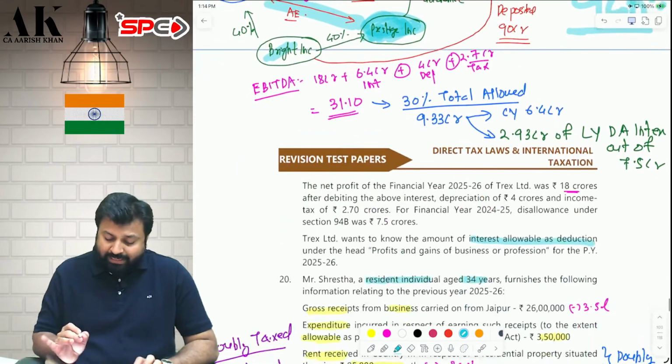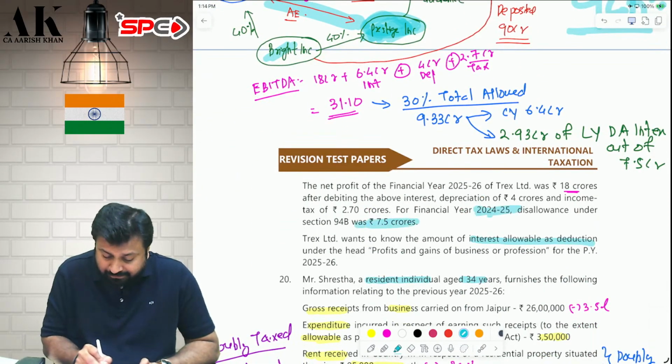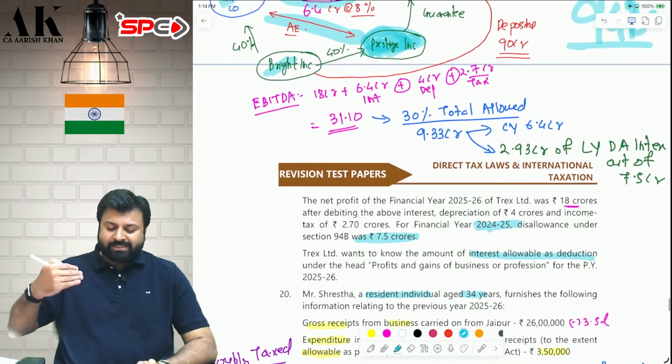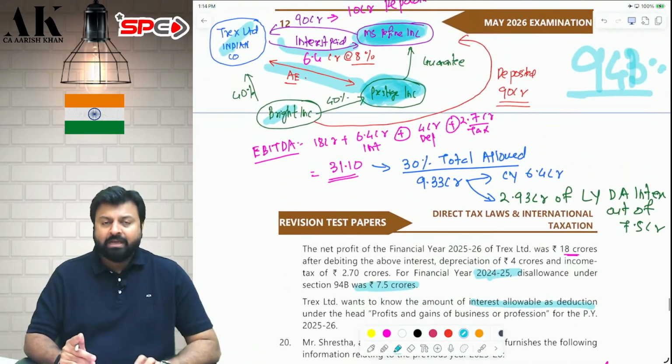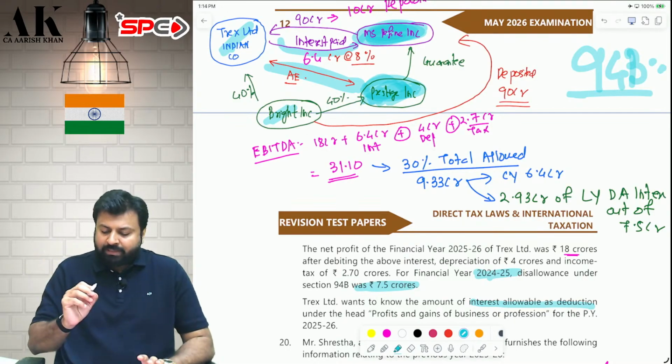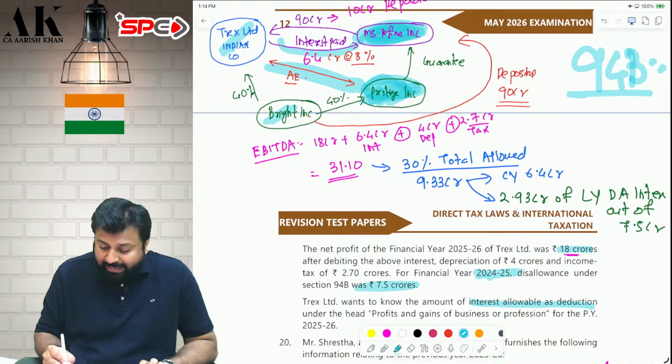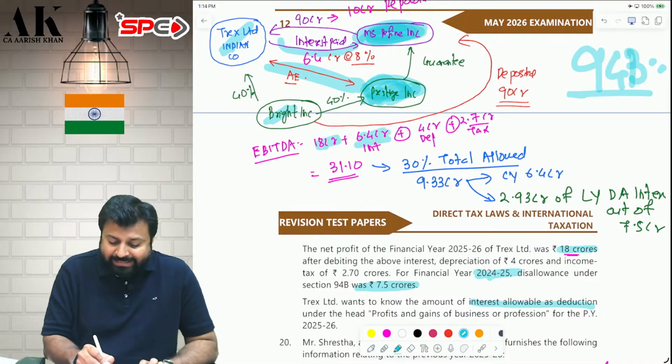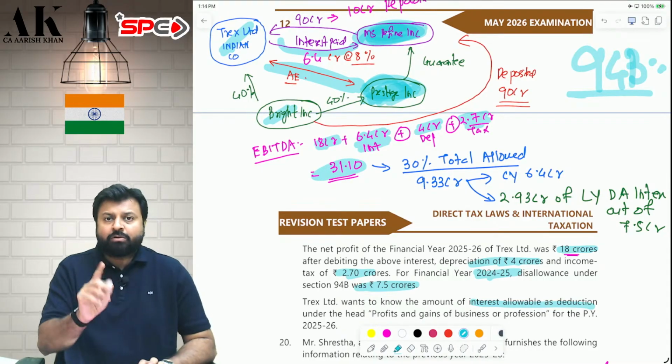Now, the question is that there is some disallowance of last year also. Last year also some disallowance of 7.5 crore under 94B. How much can we claim in the current year as a deduction? We can claim up to 30% of EBITDA. For that, we need to find out EBITDA. EBITDA is how much? 18 crore is your net profit. Add interest of 6.4 crore. Add 4 crore depreciation and add 2.7 crore tax. 31.1 crore is your EBITDA.